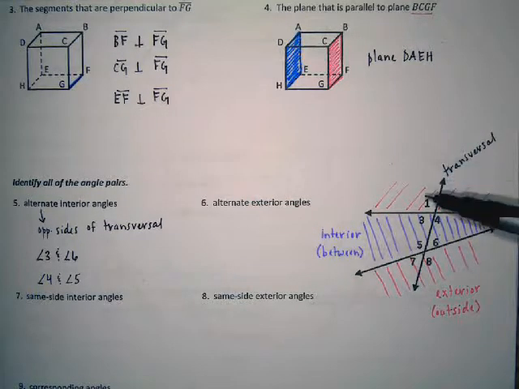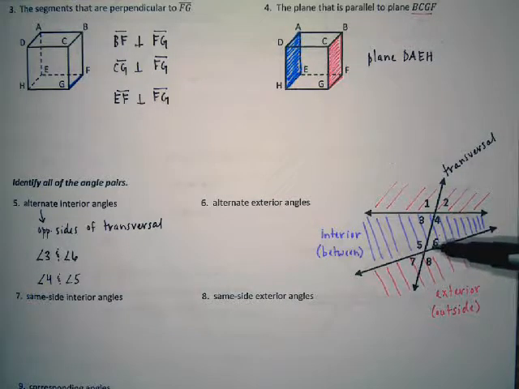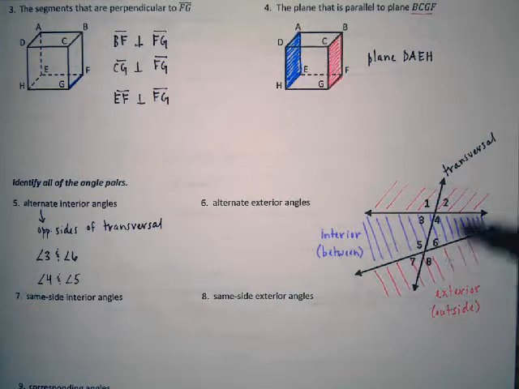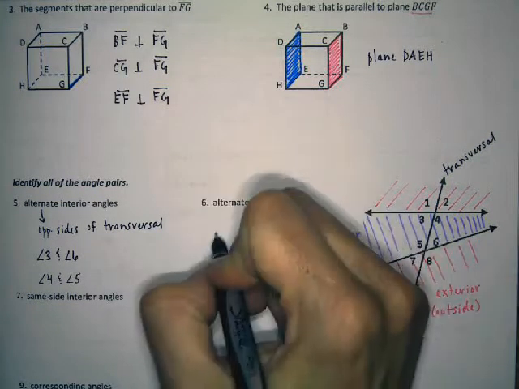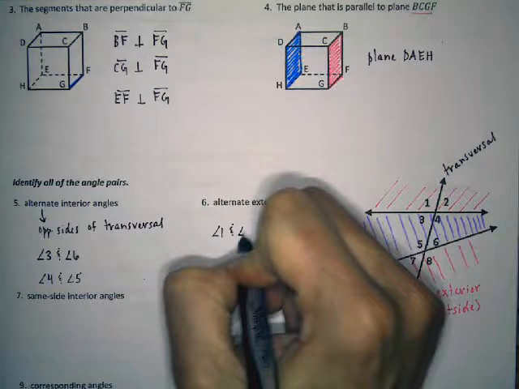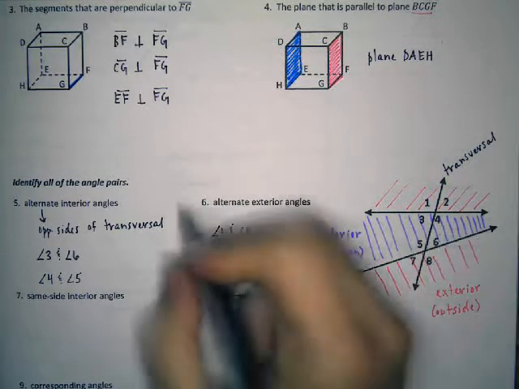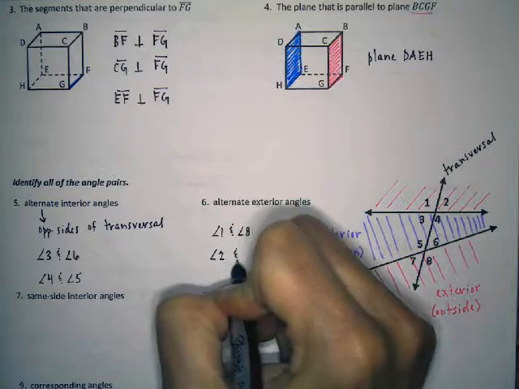In number 6, I'm asking for alternate exterior. So we know we still have that relationship of being on opposite sides of the transversal, but now we're outside of the 2 lines, so we're in the pink region. So for these angles, I could grab angle 1 and angle 8, and angle 2 and angle 7.